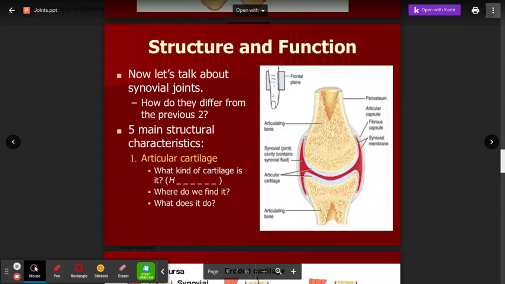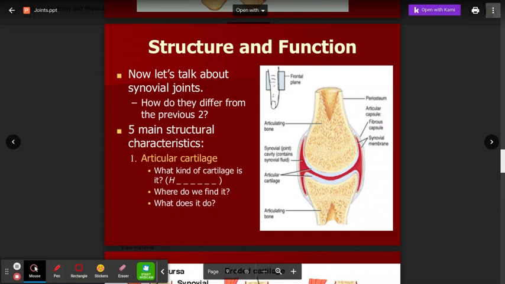Hyaline, okay? Where do we find it? In between bones. What does it do? Why is it shiny? Why is it slippery? I don't have my deer leg here to show you that today, but we've all seen it, right? You've seen it probably cutting up animals or deer or simply looking at the end of a raw chicken leg, right? Slippery. It oftentimes has kind of a bluish appearance to it. It's shiny. What does it do?